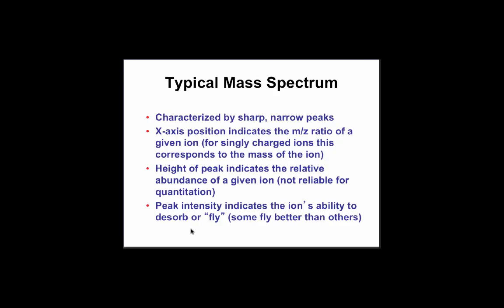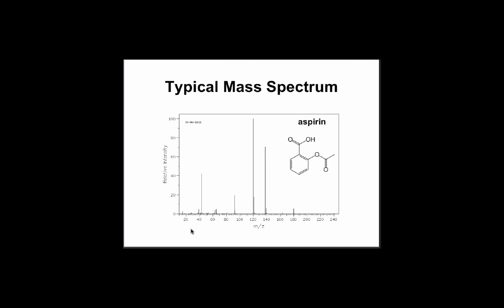So we saw LC peaks were broad, GC peaks were narrow, MS peaks are incredibly narrow. They're almost like delta functions. So very sharp, very narrow peaks, incredible resolution. So on the x-axis is the mass to charge ratio. So it's roughly a measure of the weight, but it's usually divided by charge because everything is ionized.